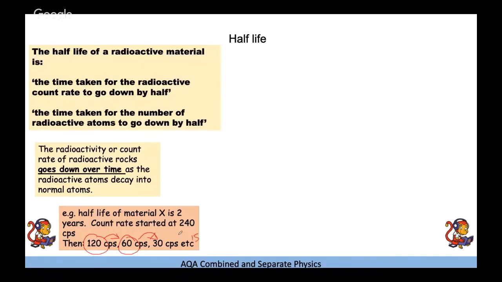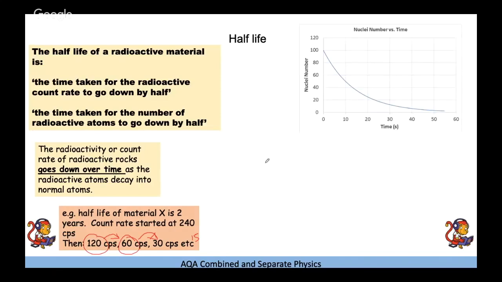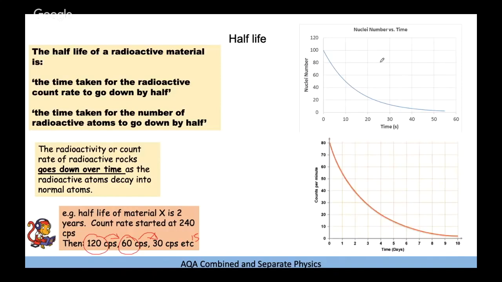Now, that could be one of the skills, working out what the count rate would be after a certain number of years. Just write down, just halve it each time and count how many times it's halved. Now, the skill that they may well ask you is they'll show you a graph and they'll say, find the half-life. So I've got 2 graphs here. How to find the half-life from a graph.